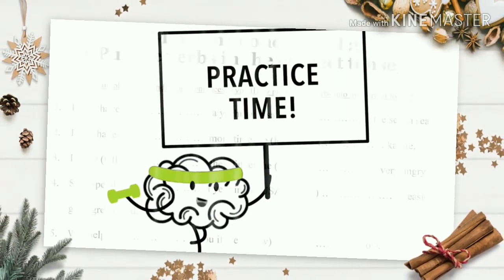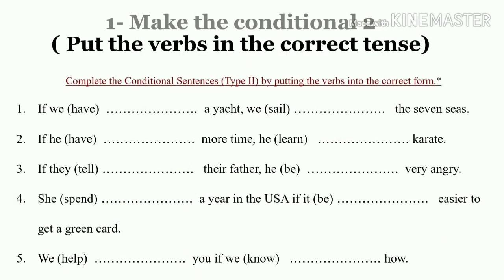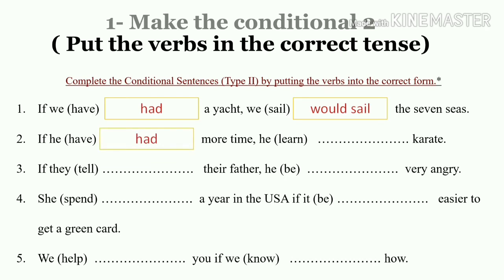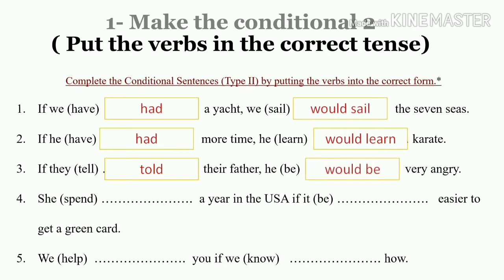Practice time. Can you make the conditional type 2 by putting the verbs in the correct tense? If we have a yacht, we sail the 7 seas. So, we said that conditional type 2 is composed of if plus past plus would plus verb in the infinitive. So, if we had a yacht, we would sail the 7 seas. If he had more time, he would learn karate. If they told their father, he would be very angry.